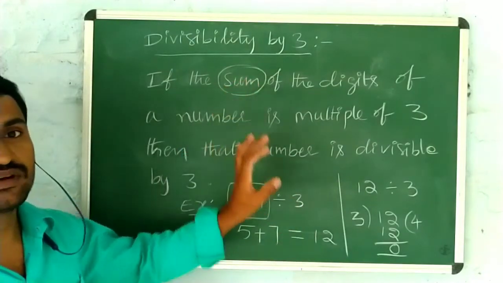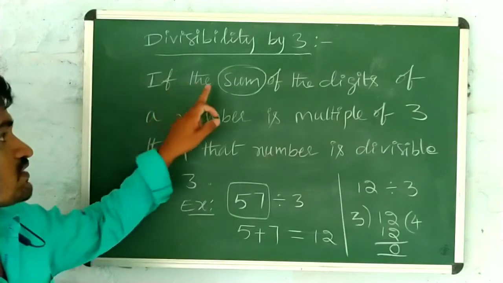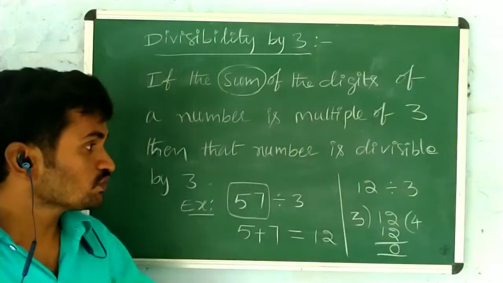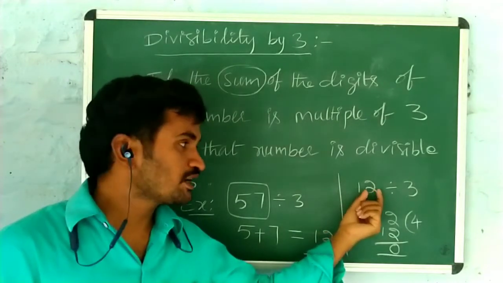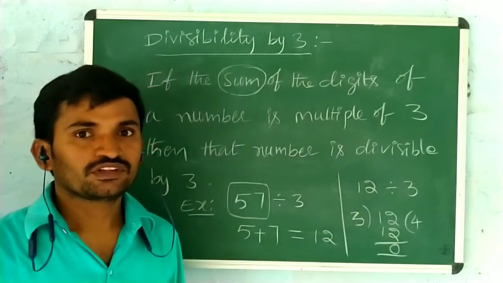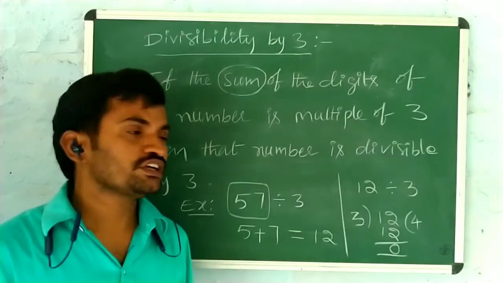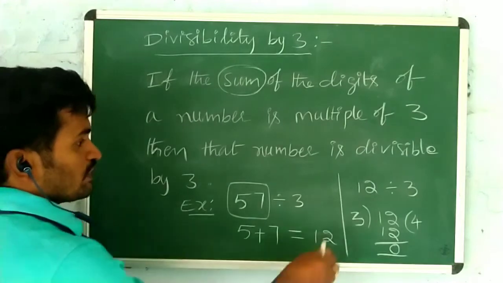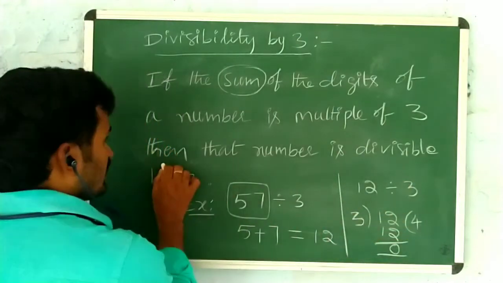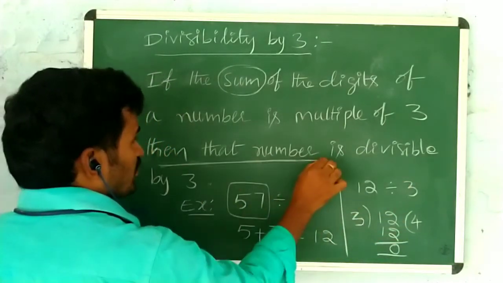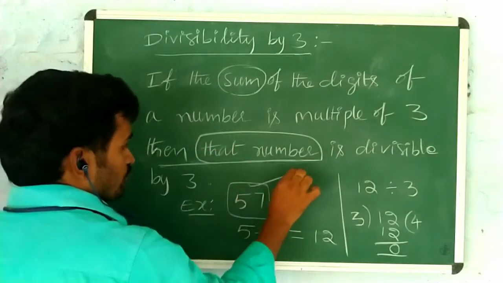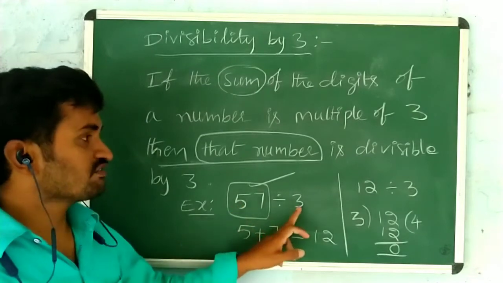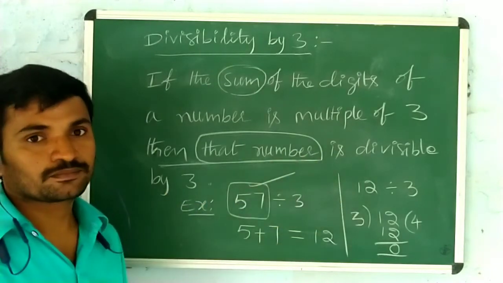This is the divisibility by 3 rule. The sum of the digits of a number is a multiple of 3. So here 12 is a multiple of 3, which means we can see 12 in the 3 table. So 12 is a multiple of 3. Then that number, which number? 57, the number they gave, is divisible by 3.